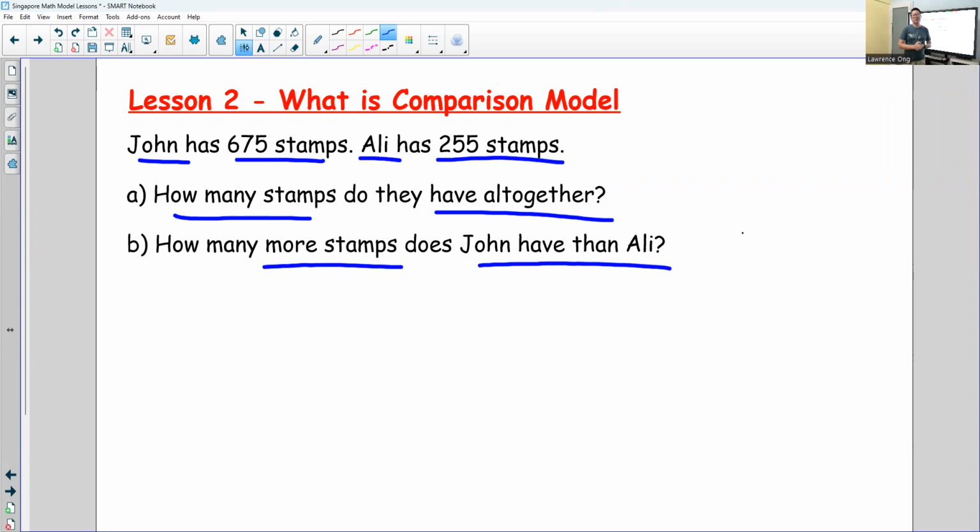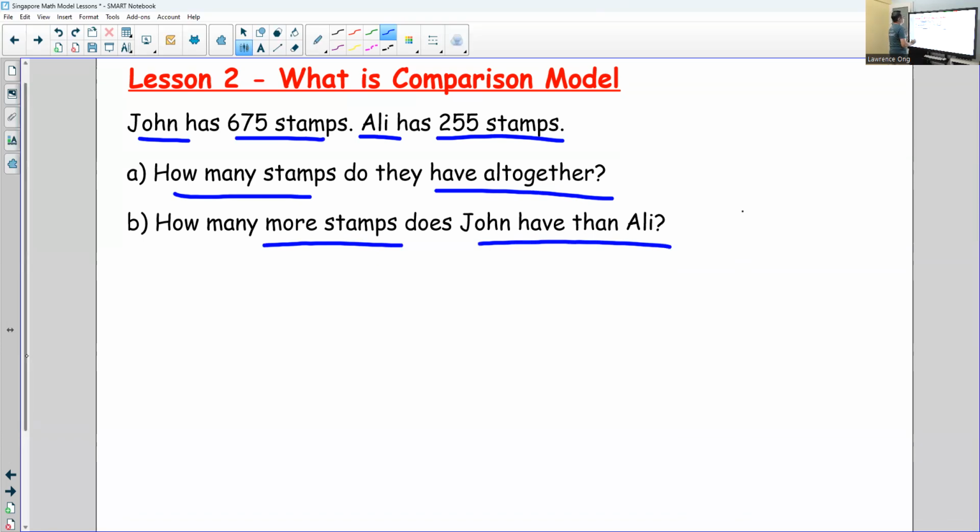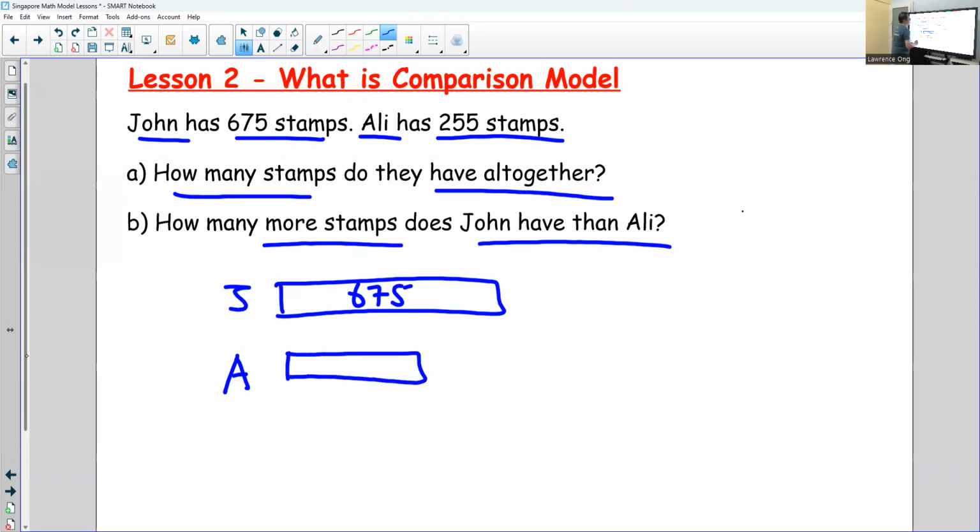So do I draw a partial model or do I draw a comparison model? That's a good question that some students will ask. You draw a comparison model when you see more than. When there's a more than, less than, then we should draw a comparison model. So your rectangle will be something like this. You have John, again, you must label, and there's an Ali. So labels are important because they tell you who the rectangle belongs to. So John has a longer rectangle, and that is a larger value because the number is bigger. That's why you have a longer rectangle for John, and Ali has a shorter rectangle because his value is smaller. So you have 255.